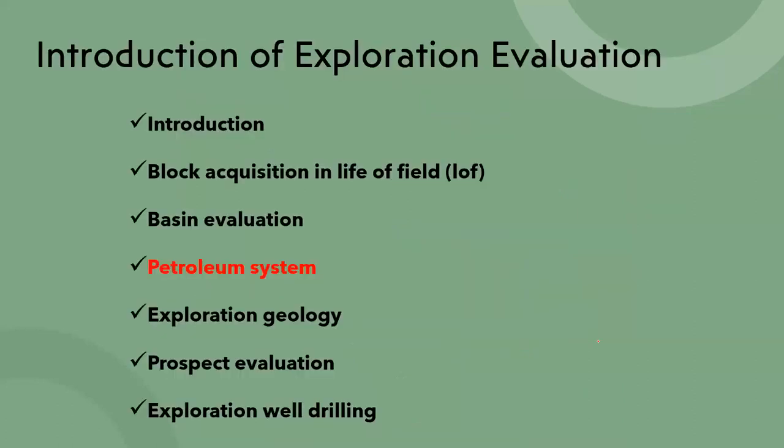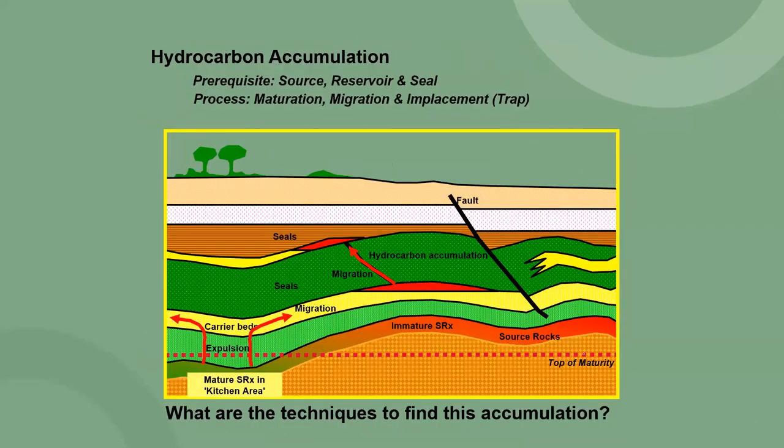Now let's look at the petroleum system in more detail. In the petroleum system, we have hydrocarbon accumulation. If we are talking about the petroleum system, there are 4 components. In the prerequisites, normally we look at the source, reservoir, and seal. Then the process, the maturation of this hydrocarbon, comes with maturation, migration, and entrapment.